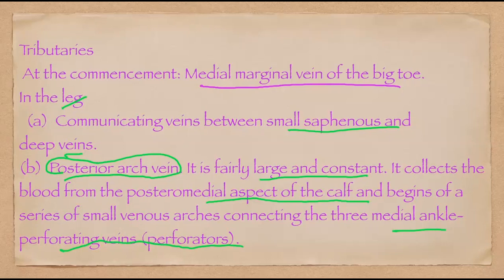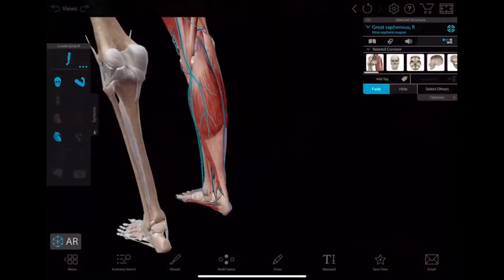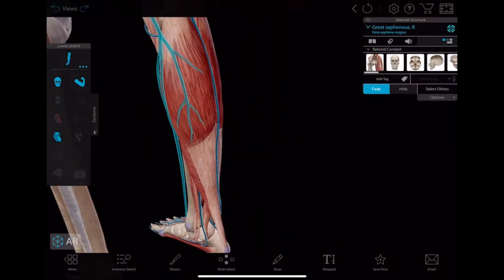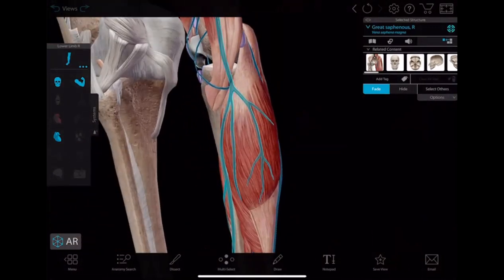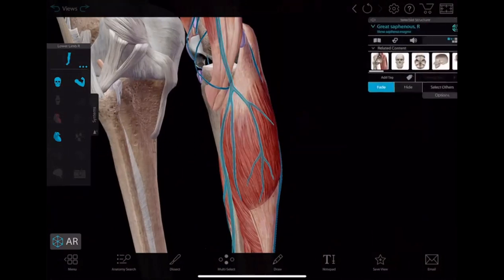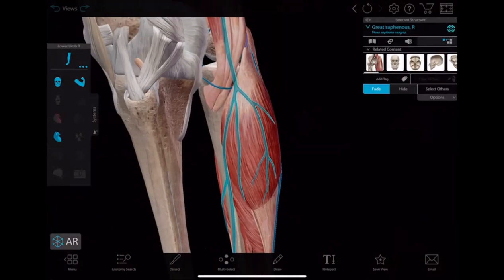That is the posterior arch vein, okay? So you see, this branch is the posterior arch vein on the calf, right? That is the posterior arch vein, right?